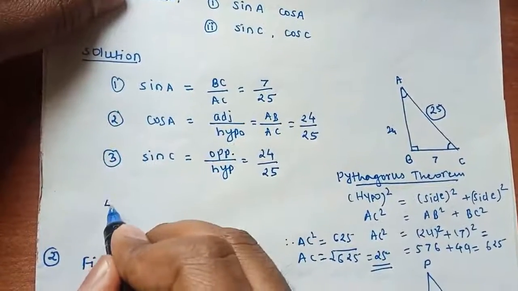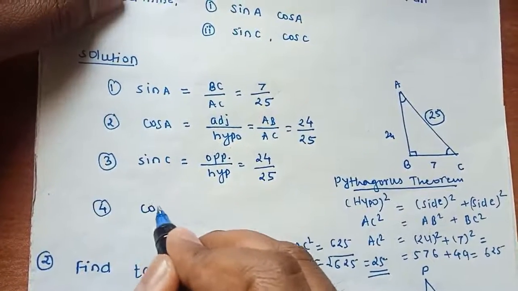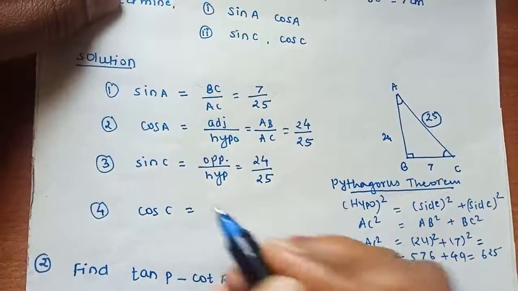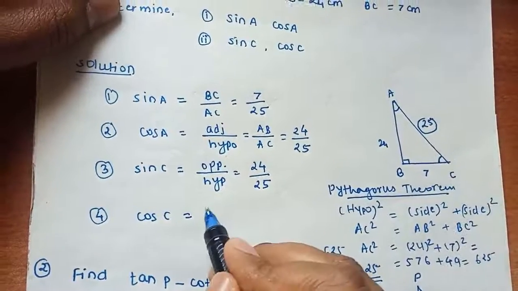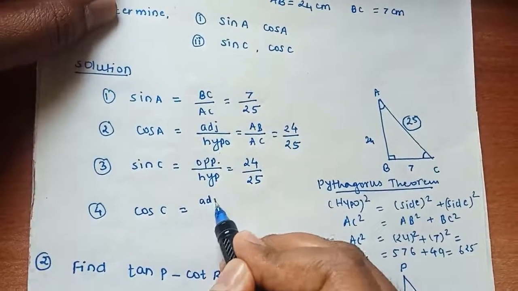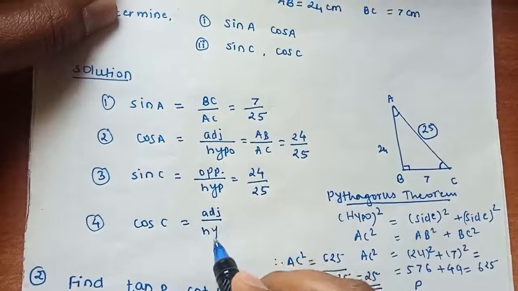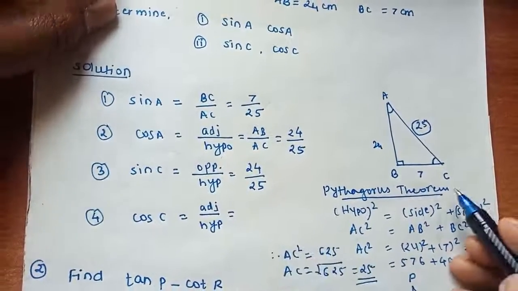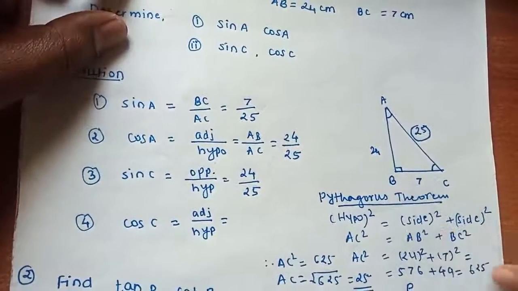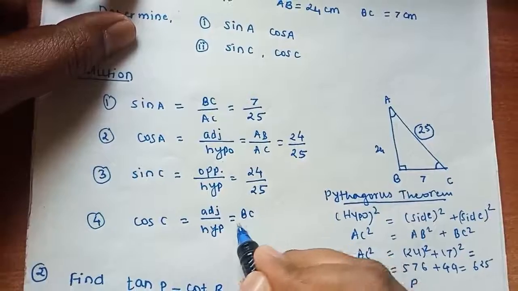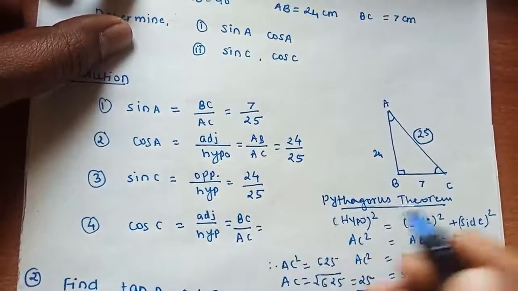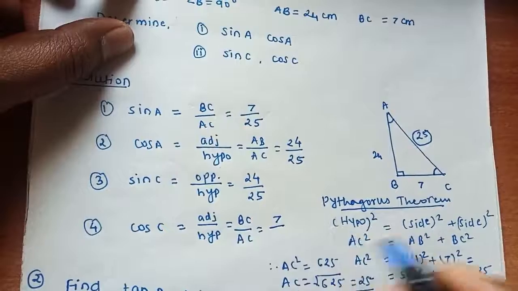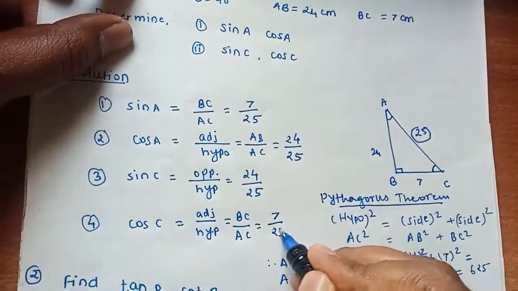Next, the fourth one we have is cos C. So cos C is equal to the adjacent side upon hypotenuse. Adjacent is BC and hypotenuse is AC. So it will become 7 upon 25.